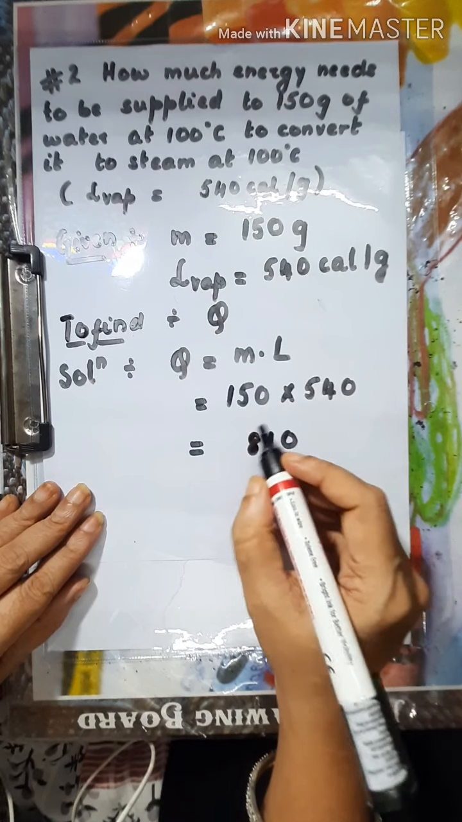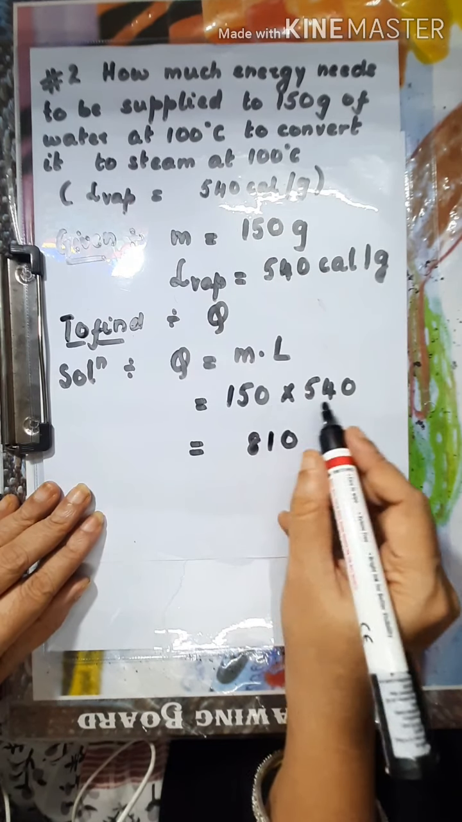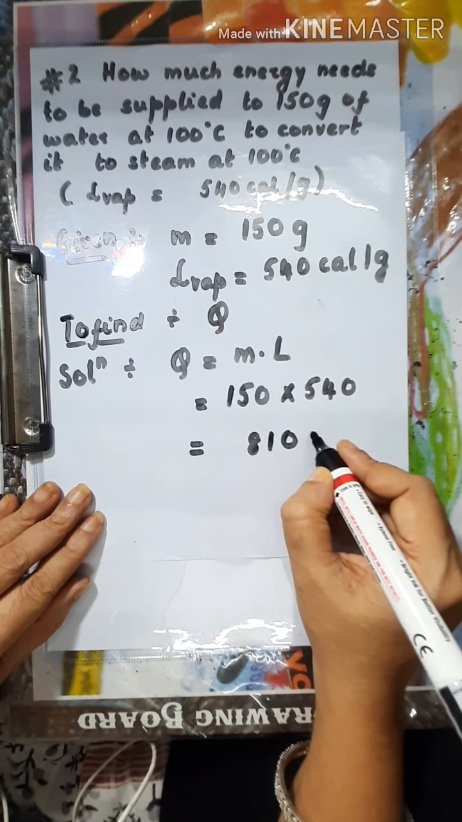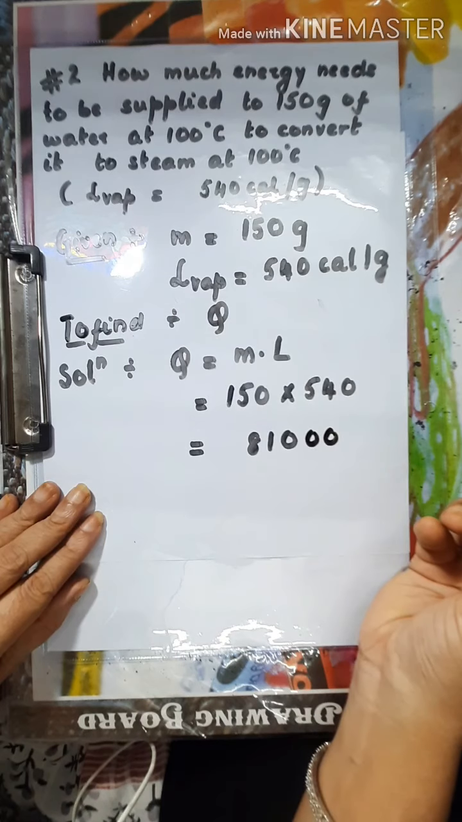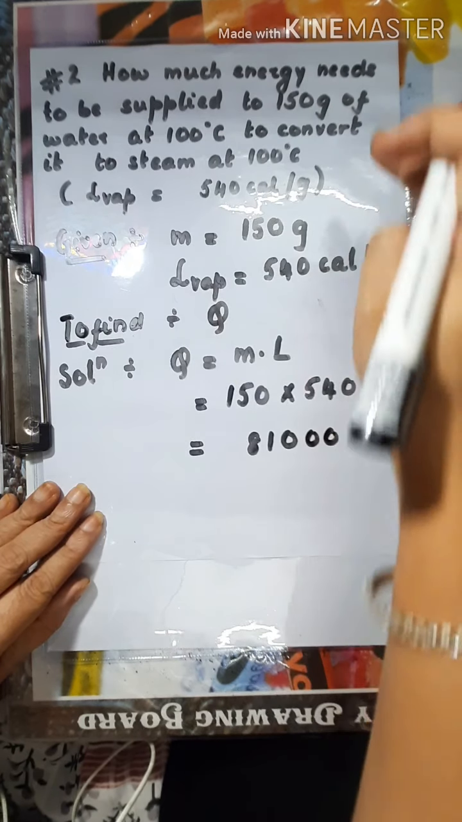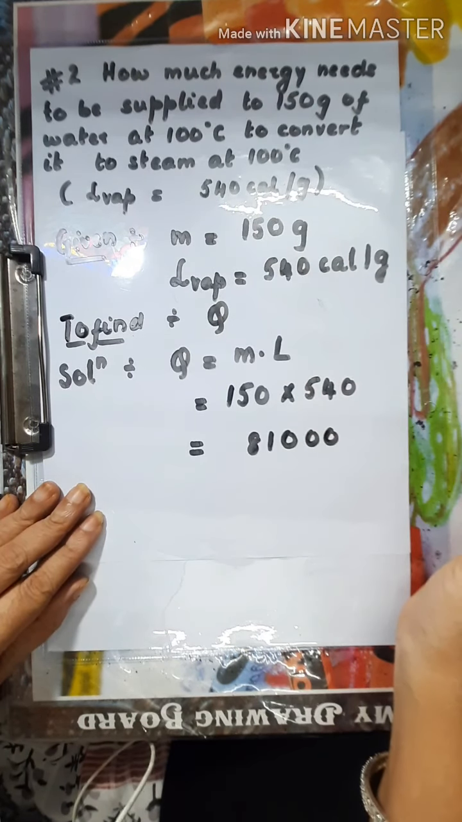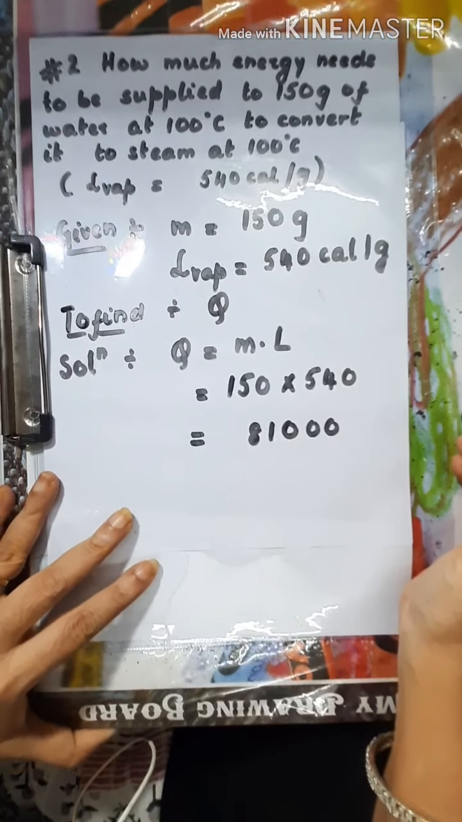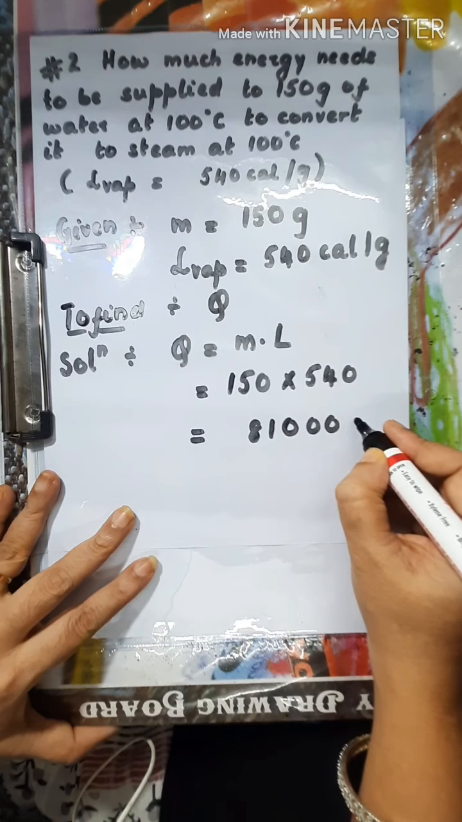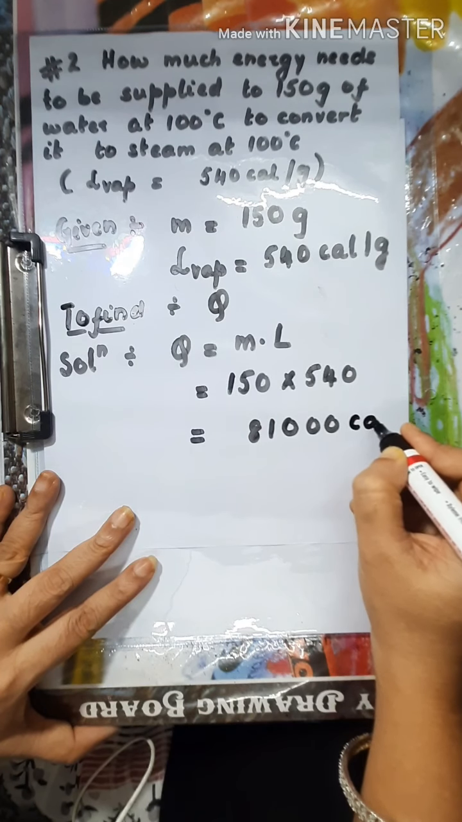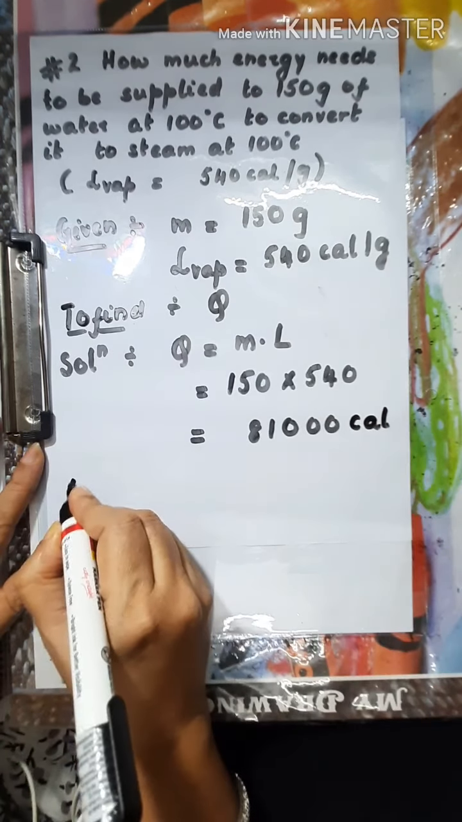So 810, and these two zeros, 0, 0. Now check the units. The units are generally not a problem here. 81000. What is it? It is cal. Okay, it is cal. So you write your answer.